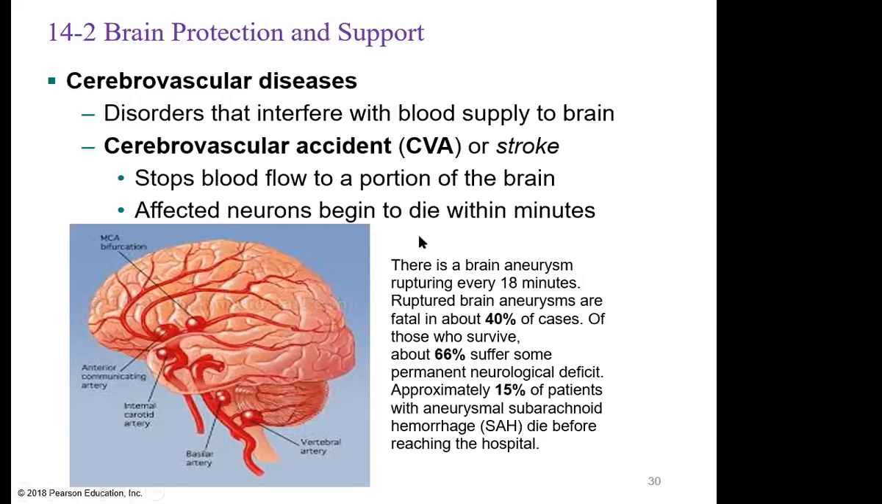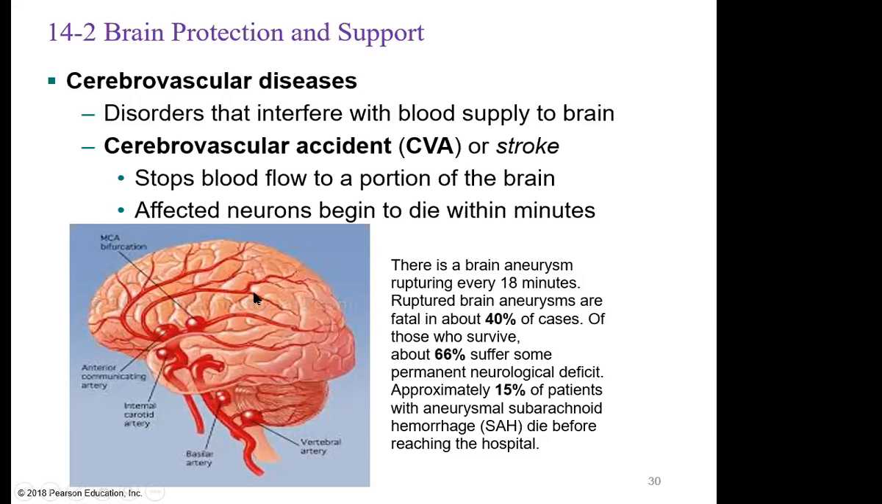You can see here this aneurysm is a bulge in an arterial wall. This is what causes the hemorrhagic stroke. So if this bulge were to burst, then all of the blood that's within this artery is going to come out into the brain.